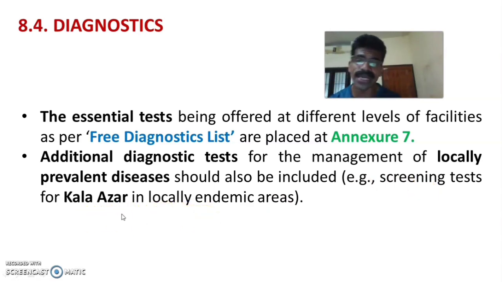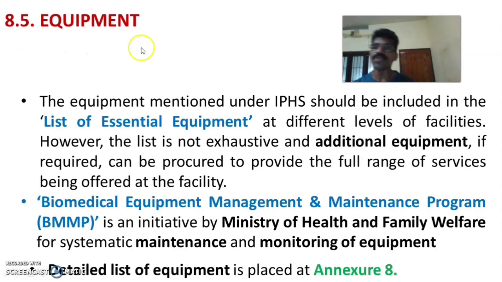Okay, so additional diagnostic tests and their access also vary from state to state according to the locally endemic diseases prevalent in that particular area. Then 8.5 explains all the essential equipment. So the equipment mentioned under IPHS should be included in the list of essential equipment at different levels of the facility, or health and wellness centers, or different categories of PHC.